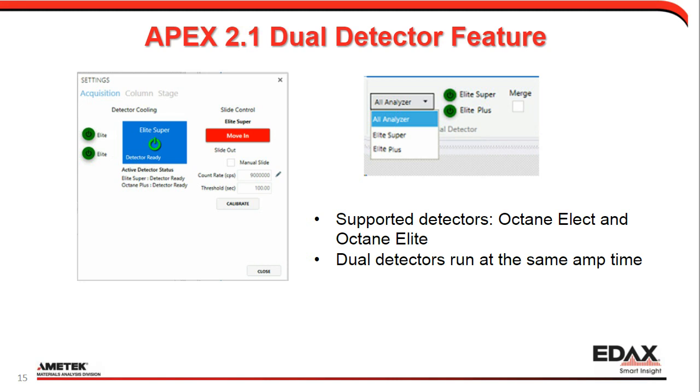For the dual detector feature, supported detectors are Octane Elect and Octane Elite. By default, the 2 detectors will run at the same amp time. Each detector has individual detector cooling control and slide control if it has a motorized slide. From the drop-down menu on the ribbon bar, you can select data from either detector or display them together. You also have the option to merge the 2 sets of data. More detail on the next slide.